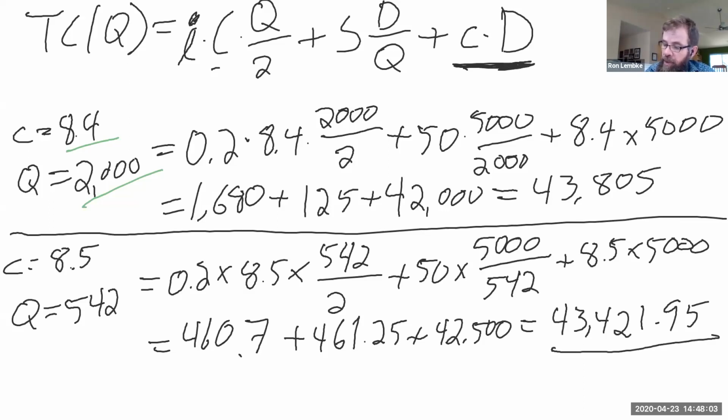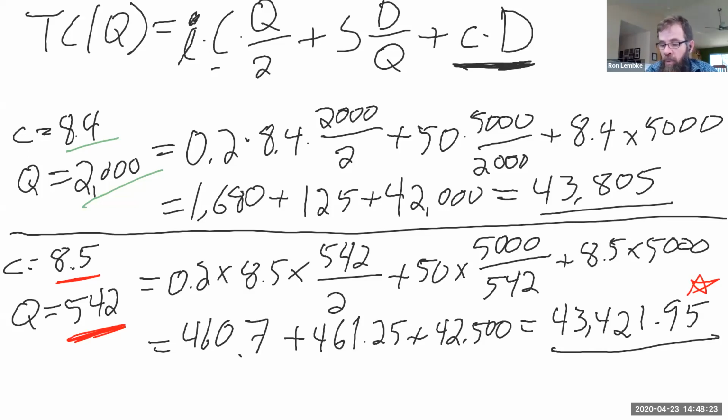So looking at the total cost, obviously the total cost of 43,400 is cheaper than 43,800. So this is our winner. Winner chicken dinner. So we want to buy 542 at a time, and we will pay a price of $8.50.